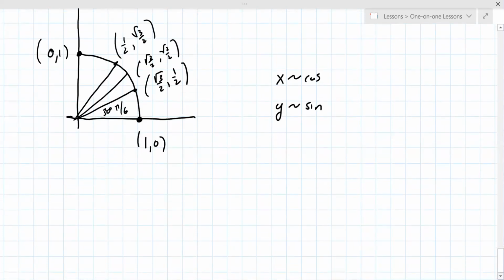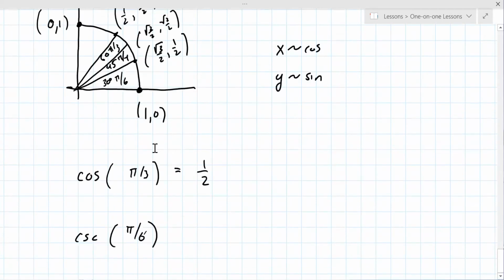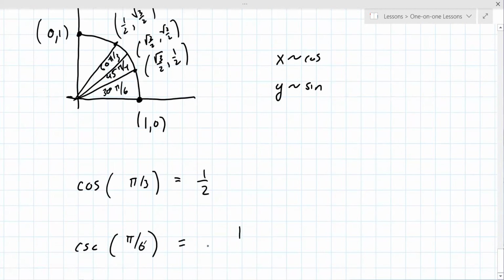So for example, and these are the most basic questions, I could just say, what's the cosine? These are 45 and pi over 4. This is 60 and pi over 3. I could say, what's the cosine of pi over 3? And you say? 1/2. Okay. But that's too easy because you're just looking them up. So I could ask, what's the cosecant of pi over 6? And you would need to know that cosecant is 1 over sine of pi over 6. And what's sine of pi over 6?